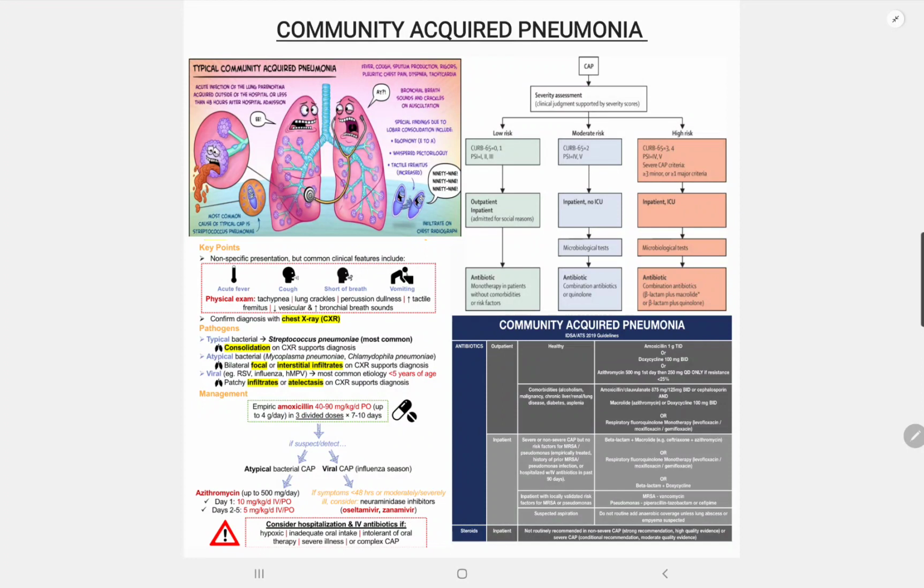Respiratory failure is one of the complications. Severe cases may progress to respiratory failure, necessitating advanced support. Pleural effusion is another complication. Accumulation of fluid in the pleural space may occur.